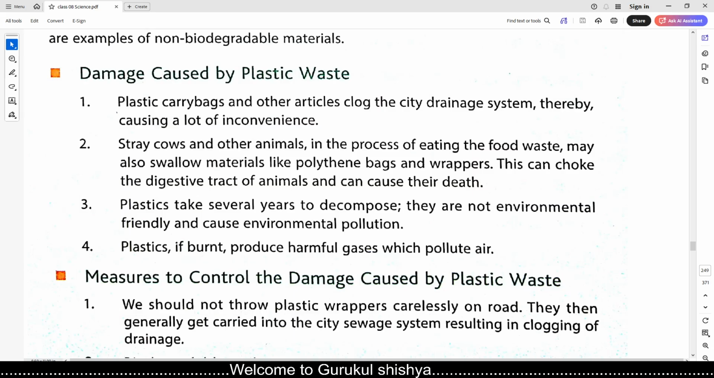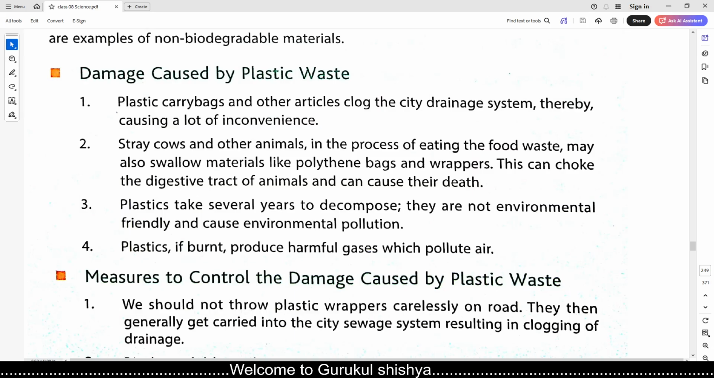Stray cows and other animals in the process of eating the food waste may also swallow materials like polythene bags and wrappers. This can choke the digestive tract of animals and can cause their death. Plastics take several years to decompose. They are not environmental friendly and cause environmental pollution. Plastics if burnt, produce harmful gases which pollute air.